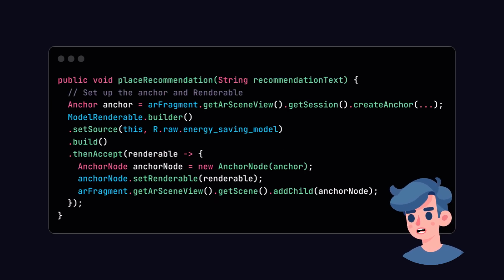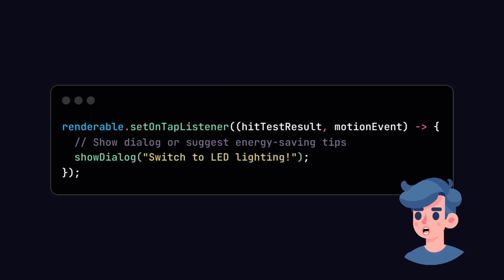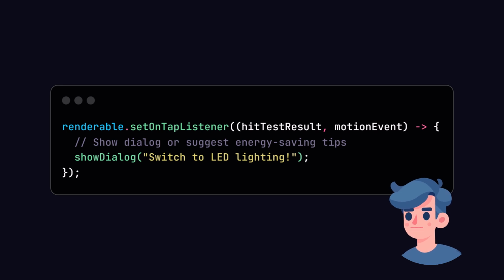Now let's move to creating the AR feature that displays energy-saving suggestions in 3D space. For this, we will create markers that represent real-world objects that consume energy, such as light bulbs and appliances. To make AR objects interactive, we will implement touch listeners. When a user taps on the 3D object, we will display specific energy-saving tips.